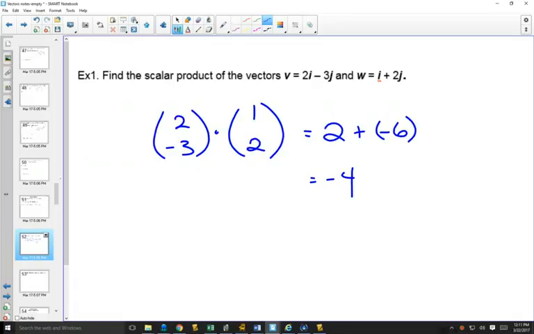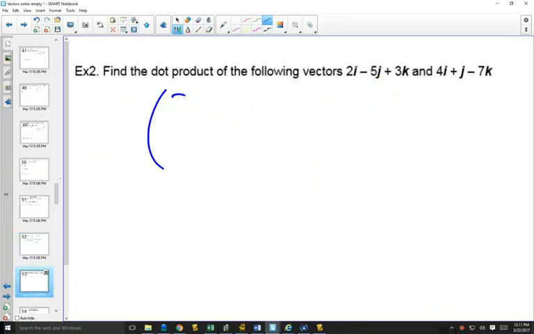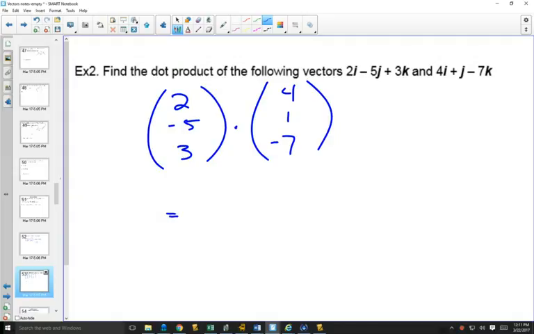For our second example, if you go to 3 dimensions, our first vector is (2, -5, 3), dot product with (4, 1, -7). 2 times 4 is 8, -5 times 1 is -5, and then 3 times -7 is -21. Adding those together, -26 plus 8, -18. So the mathematics behind it is relatively straightforward. It's not a hard thing to calculate.